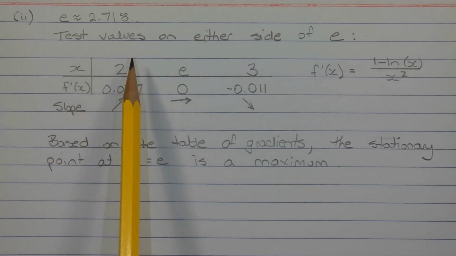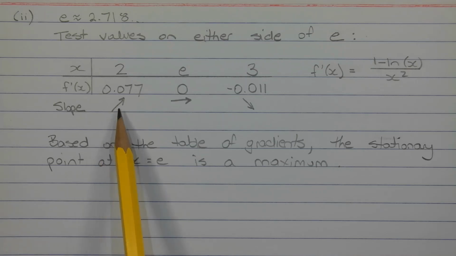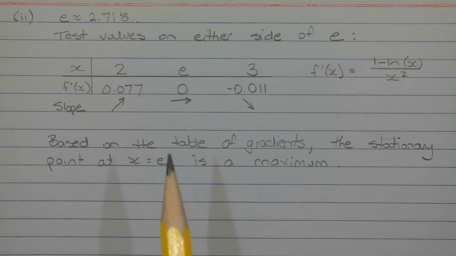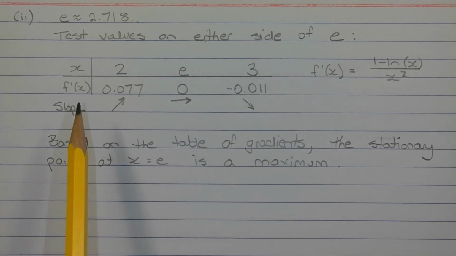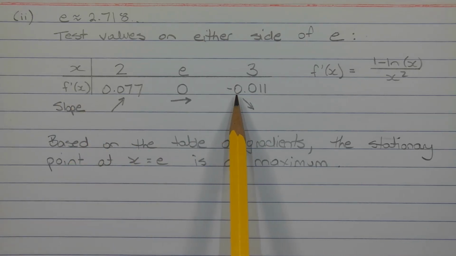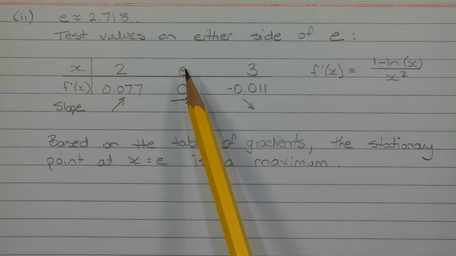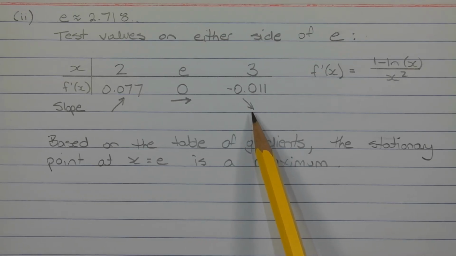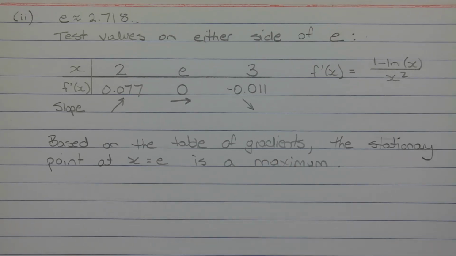Now when x is equal to 2, the value of f dash of x is approximately 0.077, which represents a positive gradient or a positive slope. Now when x is equal to e, that's our stationary point, so the gradient is 0, so it's a horizontal slope. And when x is equal to 3, the value of f dash of x is approximately negative 0.011, which represents a negative gradient or a negative slope. So if the gradient is positive on the left-hand side of e and negative on the right-hand side of e, the stationary point e is a maximum. So based on the table of gradients, the stationary point at x equals e is a maximum.